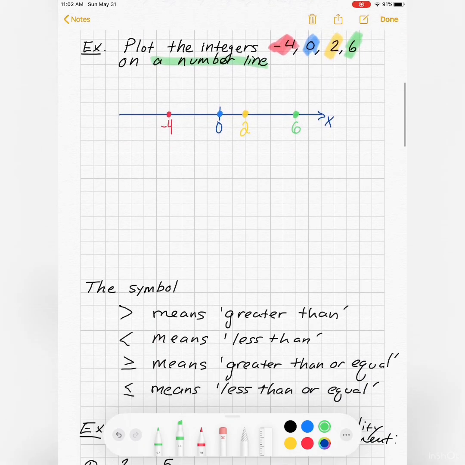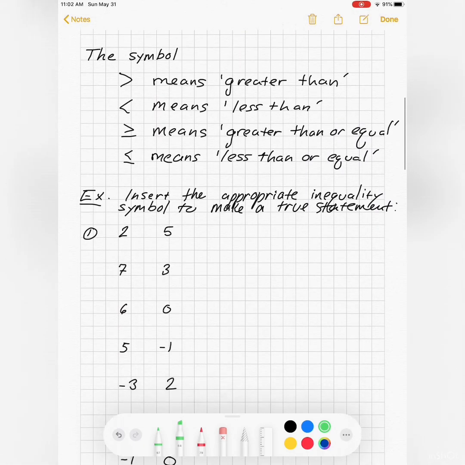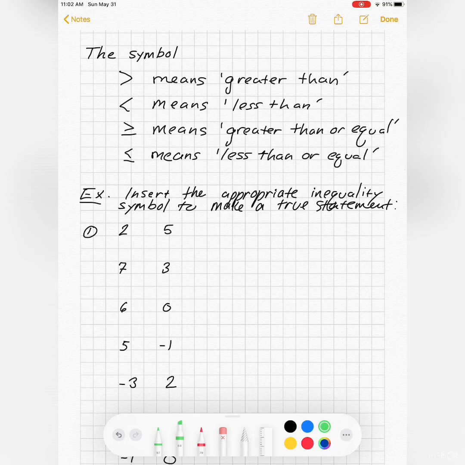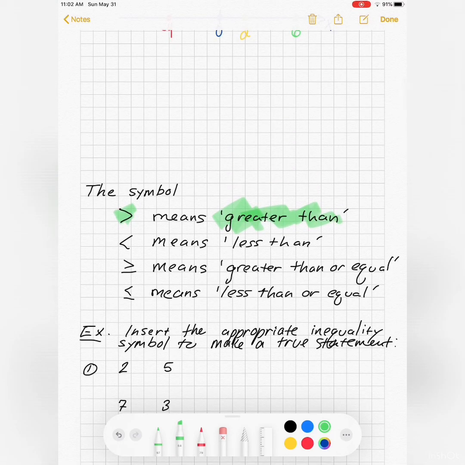Okay, so what's next? So here's some symbols that we use. You've probably seen these somewhere before, but you might benefit from a little review. So here we have some symbols. So this symbol means greater than. Okay, so I mean, what could I say? Like I could say, let's say 5 is greater than 4, for example. Okay, that's how I would use that symbol.